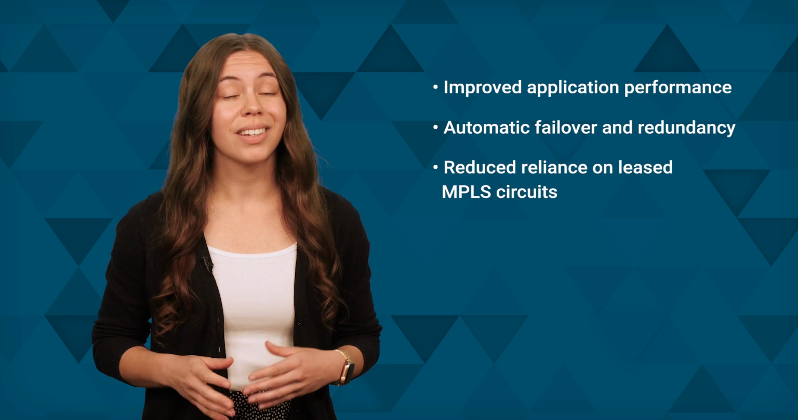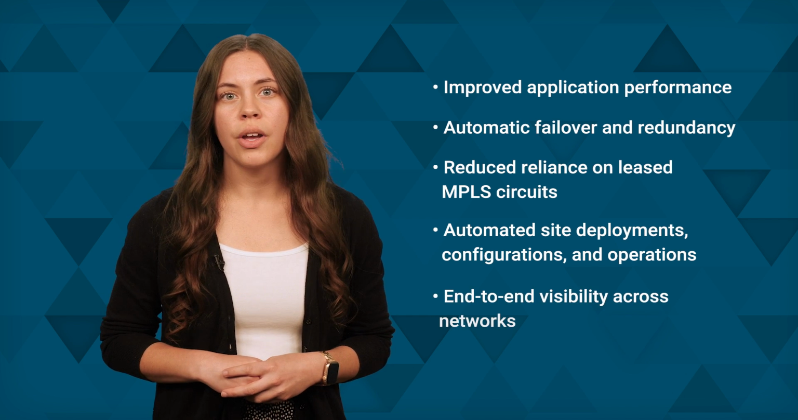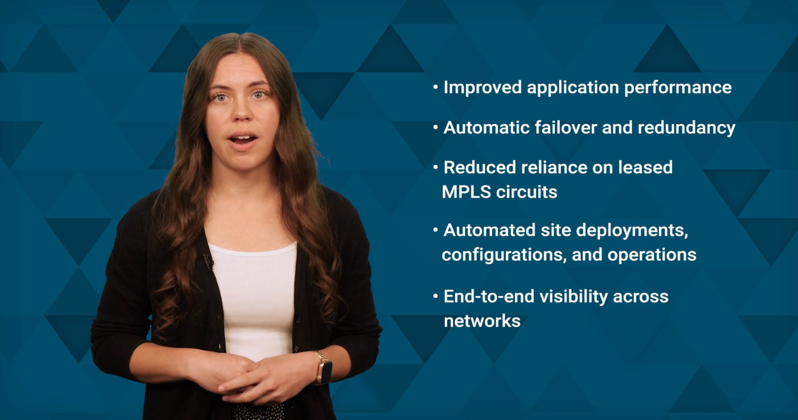Reduced reliance on leased and expensive MPLS circuits. That's because SD-WAN can send low-priority data over cheaper public internet connections and reserve private links for your mission-critical or latency-sensitive app traffic, like voice over IP. Automated site deployments, configurations, and operations. For example, SD-WAN uses centralized controllers and supports automation, AI, and machine learning processes. And finally, with SD-WAN, you get end-to-end visibility across networks, including LANs, WANs, and cloud environments. This means extra security, plus it's a lot easier for network administrators to troubleshoot issues.